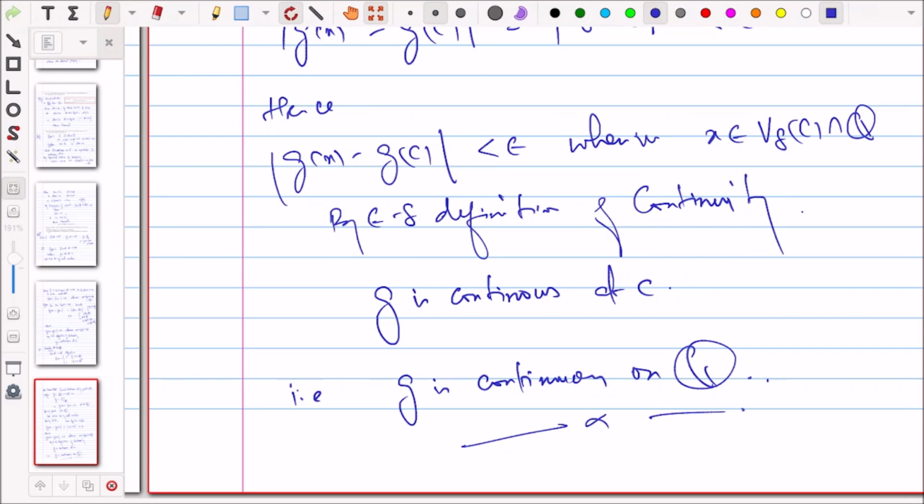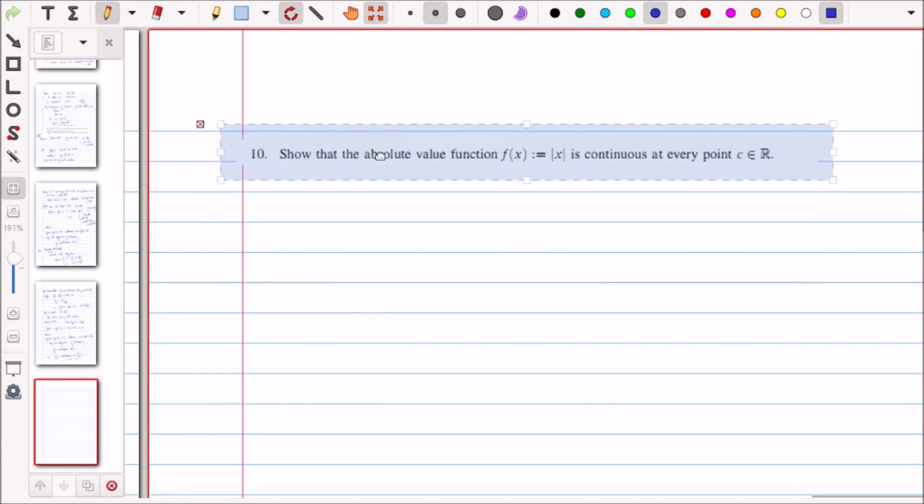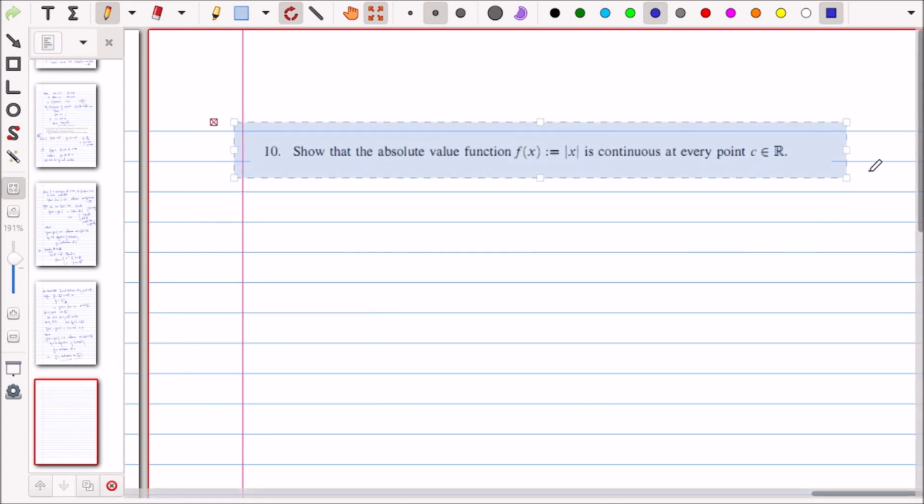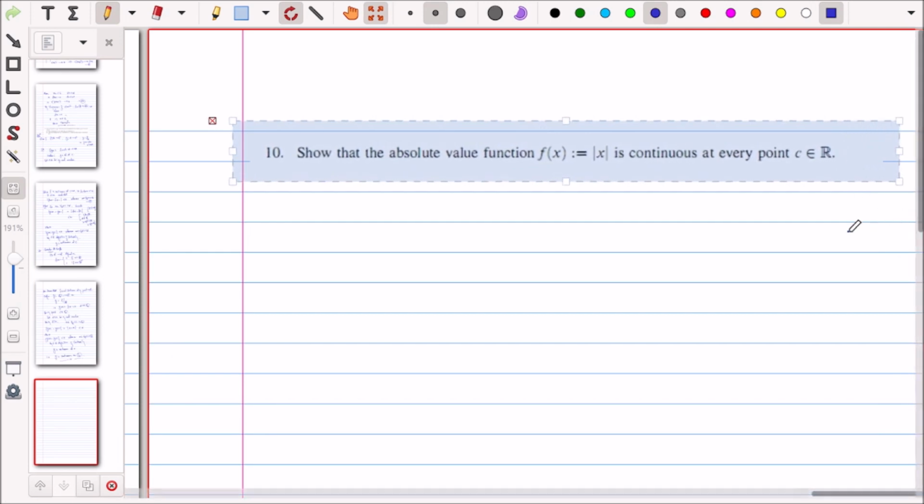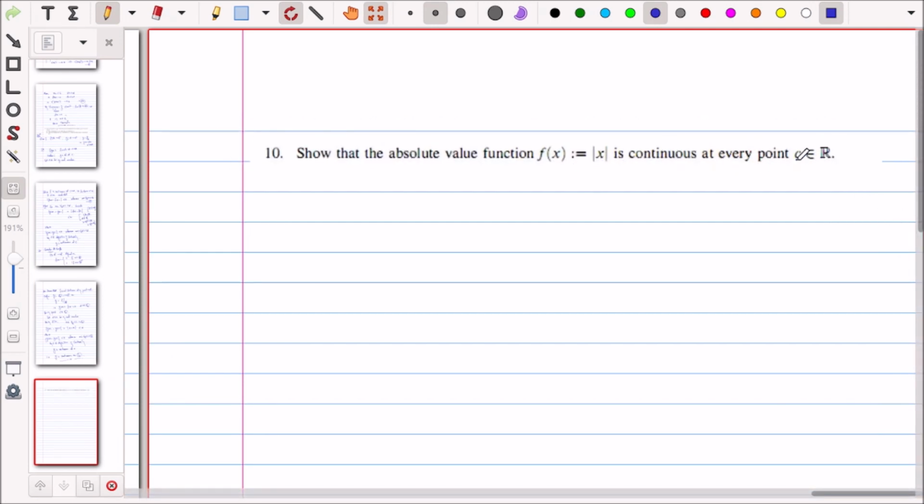Now let us go to the next question, question number 10. Again, this is a very easy question. You have to show that every absolute function is continuous on its domain. That is, you have to show that fx equal to mod x is continuous at every point C in R. This is also easy. You just have to use the reverse triangle inequality.